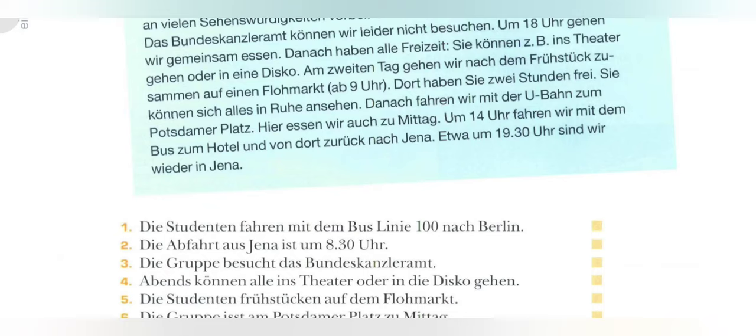Abends können alle ins Theater oder in die Disco gehen. That is right. Die Studenten frühstücken auf dem Flohmarkt. That is false. Die Gruppe ist am Potsdamer Platz zum Mittag. That is right. Am nächsten Tag fahren die Studenten wieder zurück nach Jena. Das ist richtig.